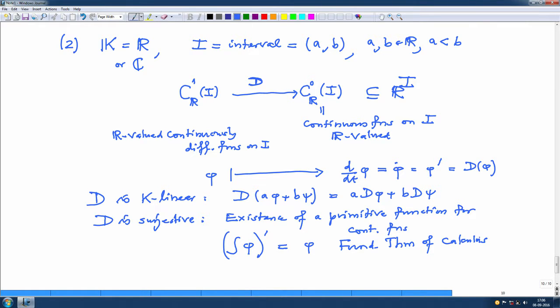If you see the history, between the derivative and integration, integration actually came first because of the need. Derivative came later, and the beauty of this theorem is that those concepts came at very different times, but they are finally connected with this nice equality, which is why it is called the fundamental theorem of calculus. And surjective is existence of primitive. Now continuing the next example.